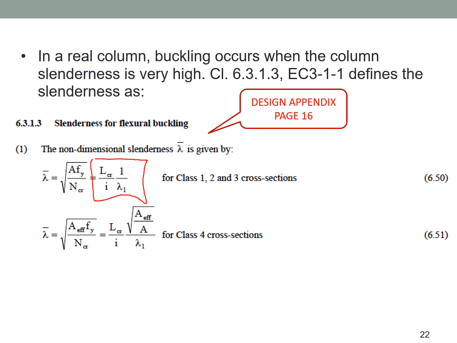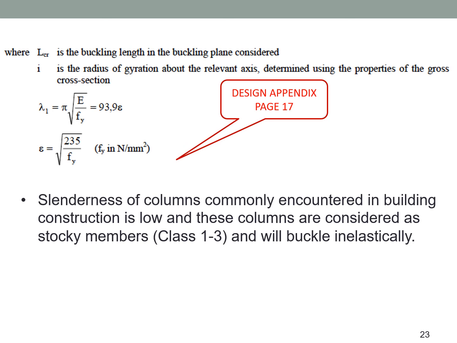Instead of using NCR, lambda prime is equal to LCR divided by i, where i is the radius of gyration, times the ratio of lambda 1. This is for class 1, class 2 or class 3. What is LCR and what is lambda 1? LCR is the buckling length in the buckling plane considered, and i is the radius of gyration of the relevant axis. Let's say you check buckling resistance about the ZZ axis, then it means that i is about the ZZ axis. You can get the i value from the appendix, the section properties.